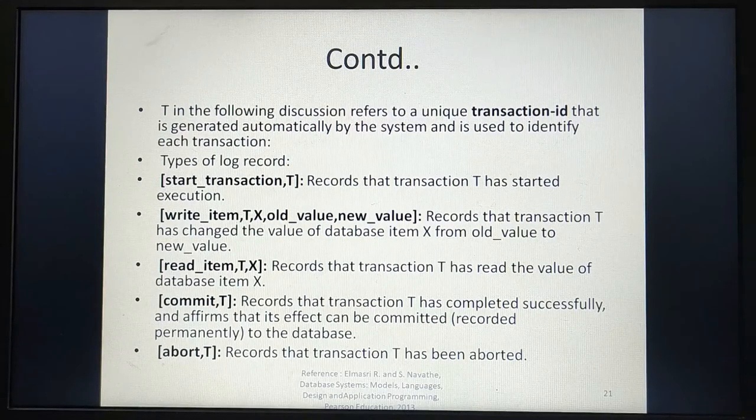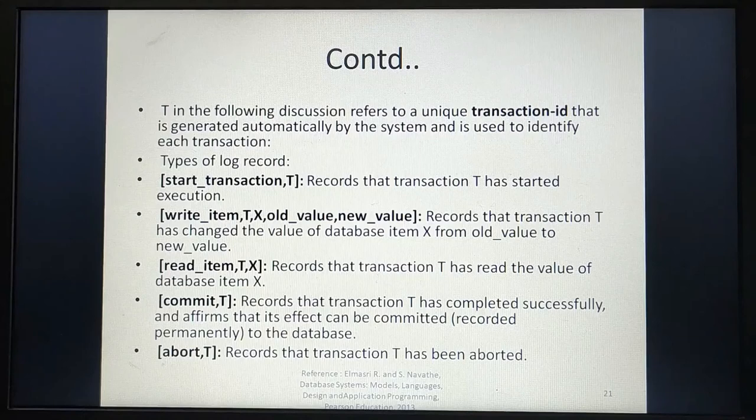T in the following section refers to a unique transaction ID that is generated automatically by the system and is used to identify each transaction. Types of log records. Start transaction T: records that the transaction T has started execution. Write item T, X, old value, new value: records that the transaction T has changed the value of database item X from old value to new value.